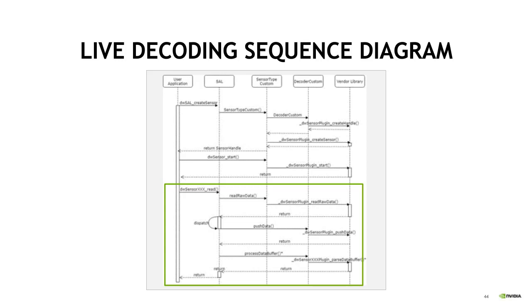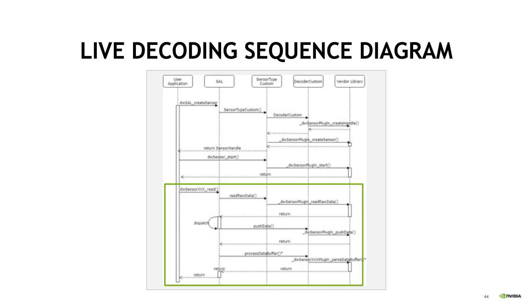Here, that call is happening at the SAL level, which calls the read data of the custom sensor, which subsequently calls the underlying plugin function. The DW sensor plugin underscore read data returns a piece of data to the SAL layer. Because we can't assume that the payload from one read data call will be sufficient to construct a message, we have a dispatch call to continuously push data and then decode.